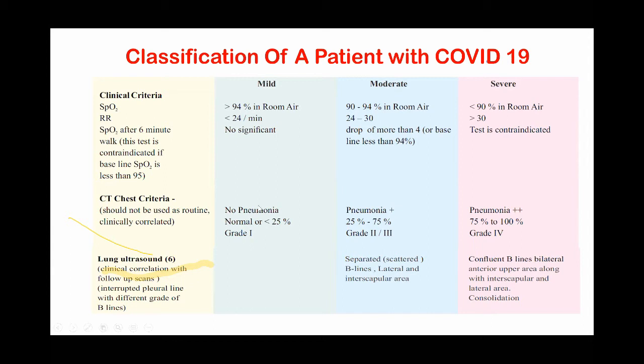If it is mild, the saturation will be more than 94% in room air, and there will be no dyspnea. In moderate cases, the saturation might be floating around 90 to 94% in room air, and they will have mild tachypnea. In severe cases, the saturation is less than 90% in room air, and the respiratory rate is more than 30. Some people have also classified this on the basis of CT chest. If findings are less than 25%, it is grade 1; 25 to 75% findings is grade 2 or 3; and grade 4 is pneumonia involving 75 to 100% of the lungs.